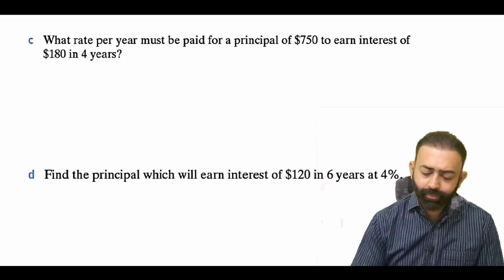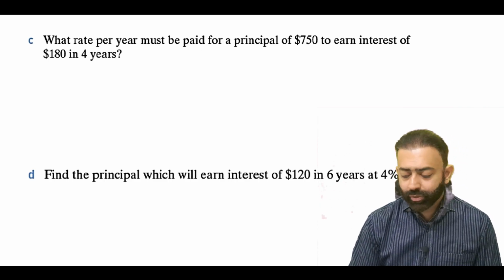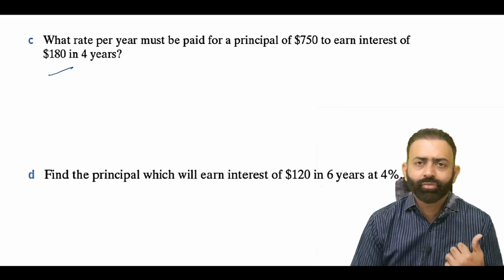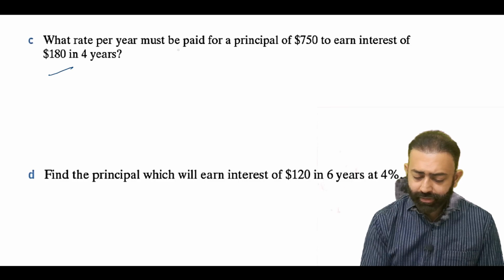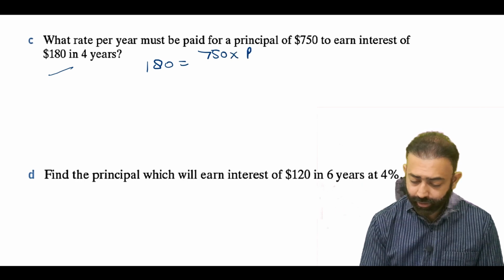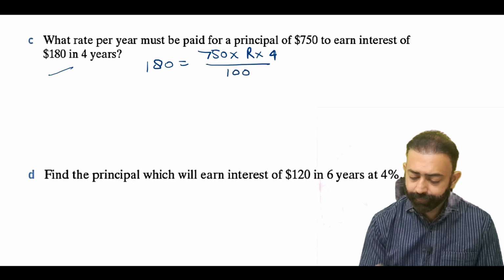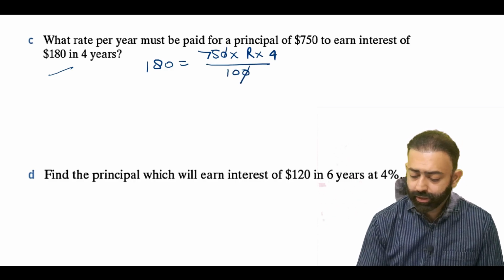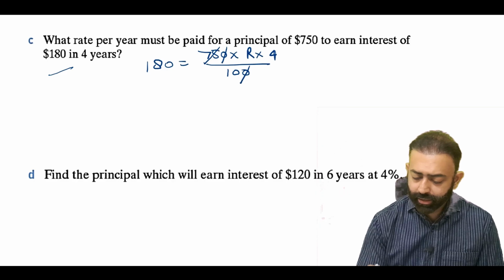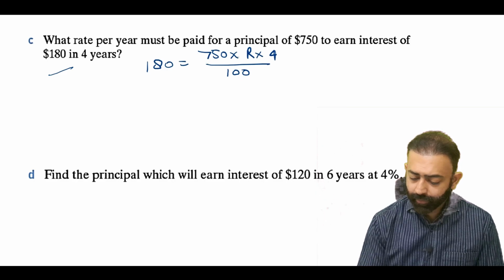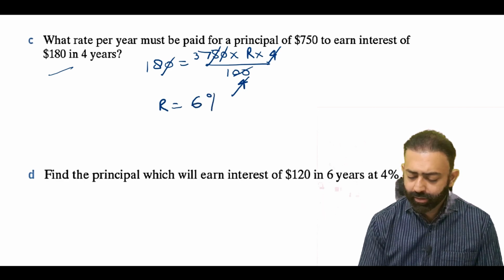The next question says: what rate per year must be paid for a principal of $750 to earn interest of $180 in 4 years? This time I need to find the value of R. So let us find the value of R. Interest is given as 180. So 180 is equal to 750, rate is what I need to find out, T is 4, over 100, right? This goes with this, 25 goes 3 times, not 25, I should rather cancel this 0 with this one, right? So now 25 goes 3 times, this 25 goes 4 times, 4 gets cancelled with this. So the rate comes out to be 18 by 3, which is 6%.